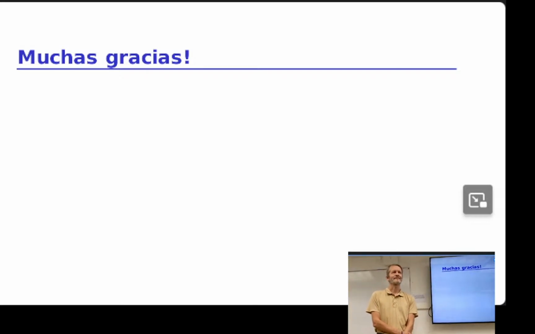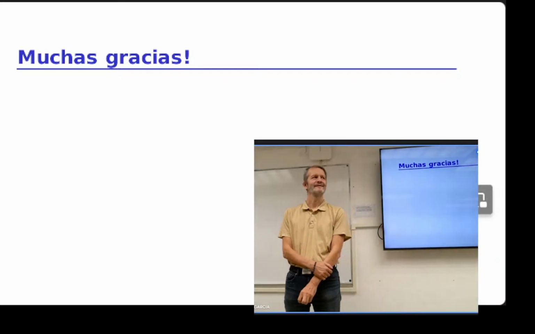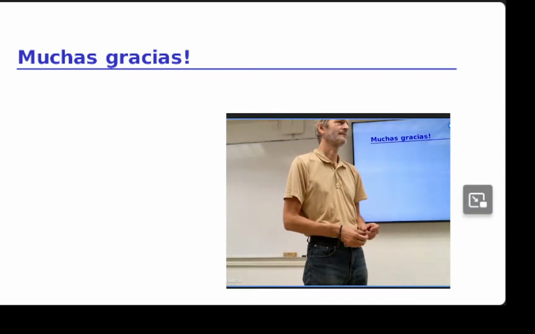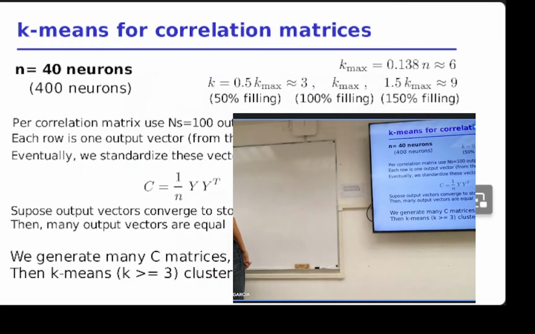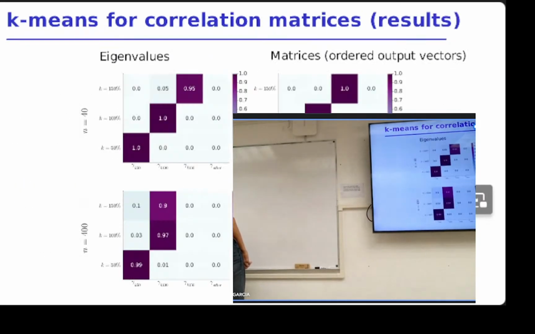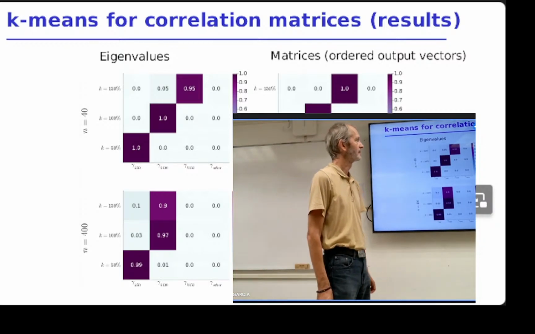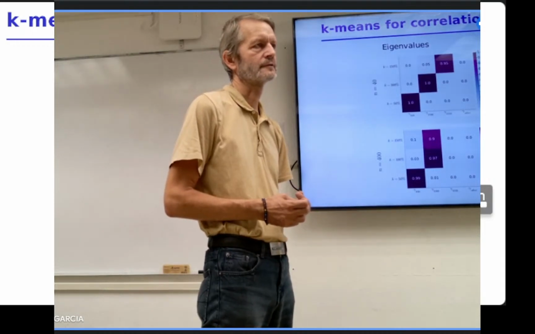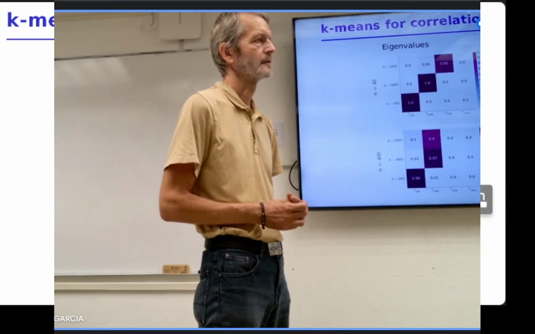Questions? I don't know. Could you please go back 3 slides? Next slide. So here you used the eigenvalues and matrices with k-means. Yes. So for the eigenvalues, you took the vector with the eigenvalues and used k-means, and it gives you the same result.